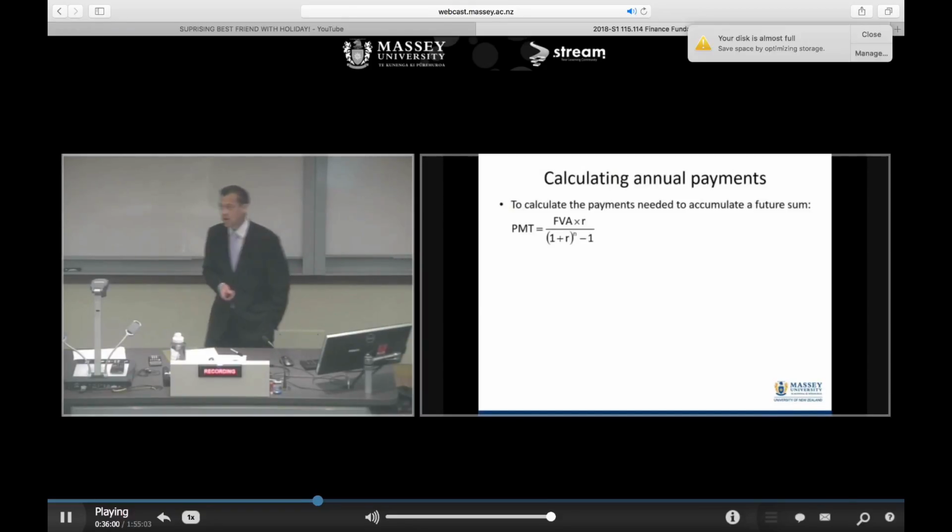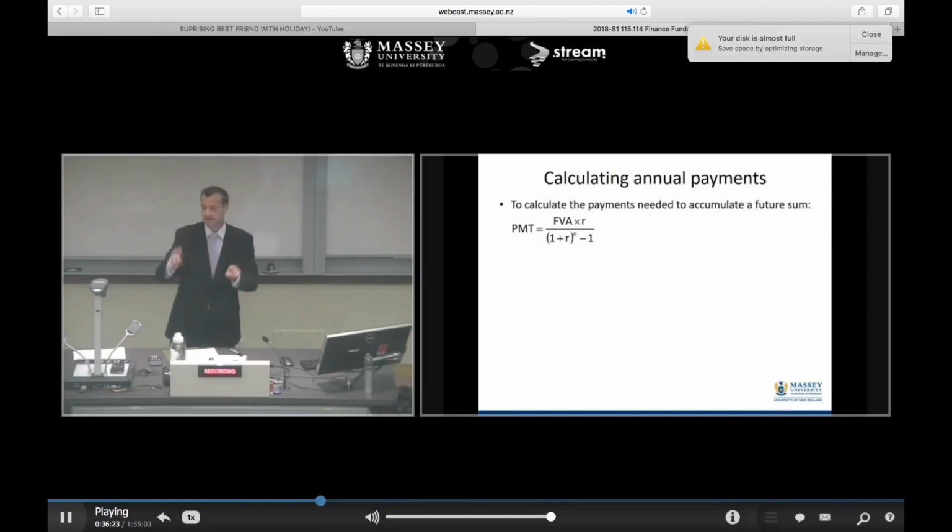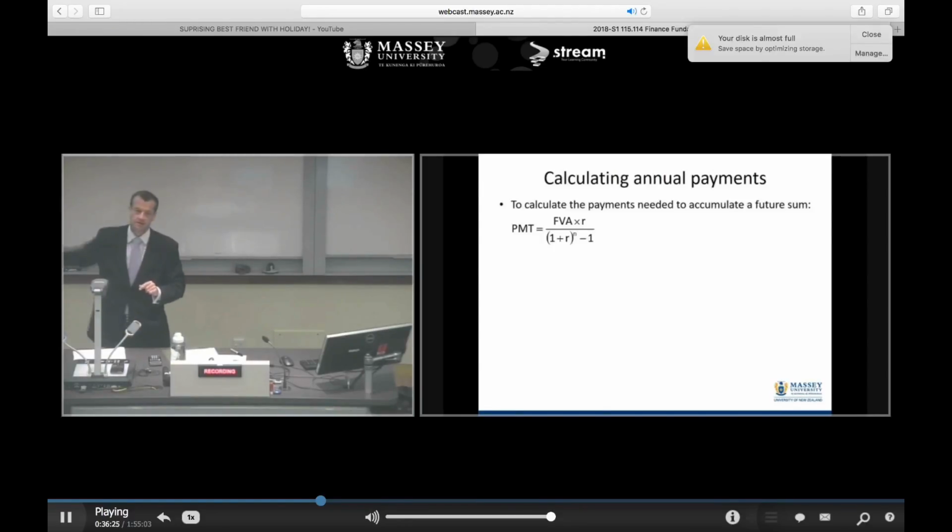So when we want to go on our OE or some holiday or some future event, or we're trying to save up for a deposit on a house, we know what our goal is, we know the amount we're trying to save towards, we just don't know how much we need to save each year to get to that. This is what this formula does. It tells us how much we need to save each year to get to our desired goal.